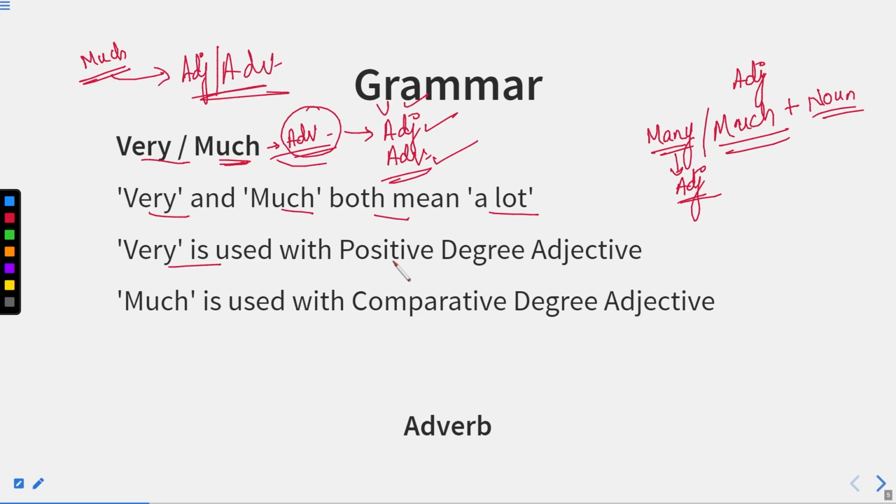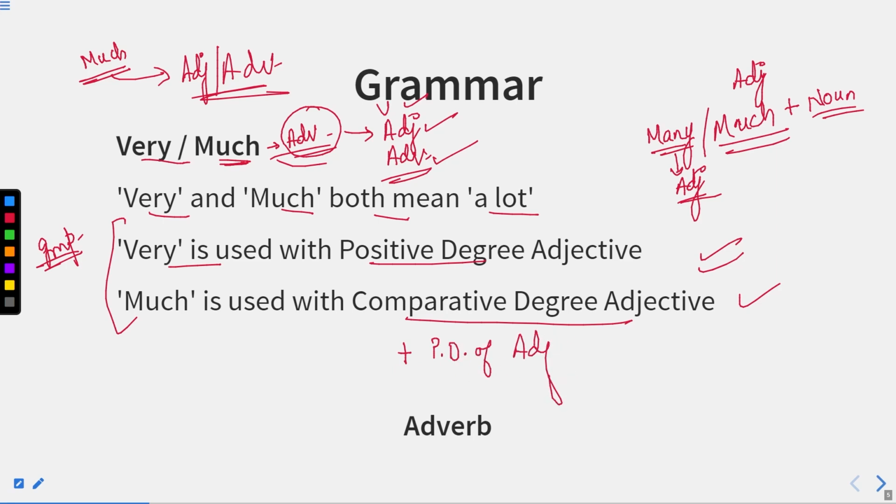Now, very is used with the positive degree of an adjective, whereas much is used with the comparative degree of an adjective. Now, this is a very, very important part. We have three degrees of adjectives: first is the positive degree and another is the comparative degree. Now we know well that an adverb describes an adjective. Therefore, if we have a positive degree of adjective, we use very before it. For example, very intelligent, very beautiful. And if we use much, it should be followed by the comparative degree of adjectives only.